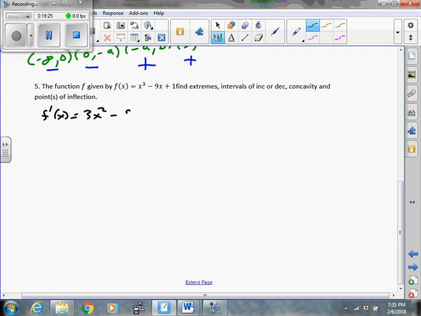So derivative set equals 0. X squared equals 3. X equals plus or minus the square root of 3. So I got my crits. Second thing, ends. Don't have any. Step 3, intervals.